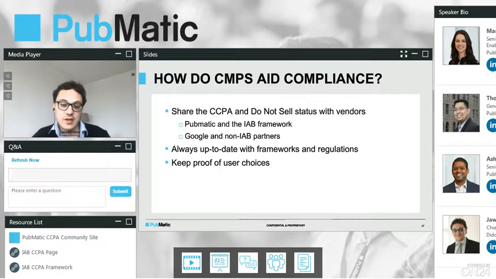What we do see, though, as a CMP, and obviously it being our only focus, is that it gets complicated over time to maintain those notices, to maintain different regulations, to maintain the evolution of those regulations. And so it makes sense to work with a commercial CMP like Didomi to automatically share the CCPA and do not sell status with vendors, and also always stay up to date with frameworks and regulations.